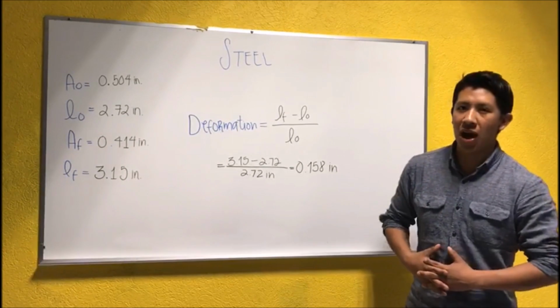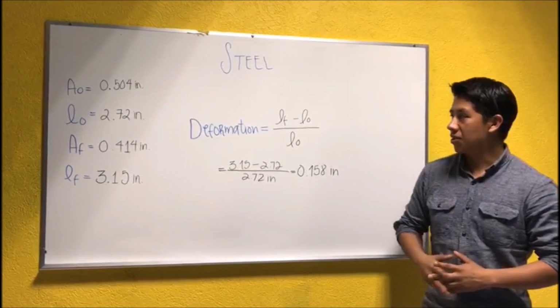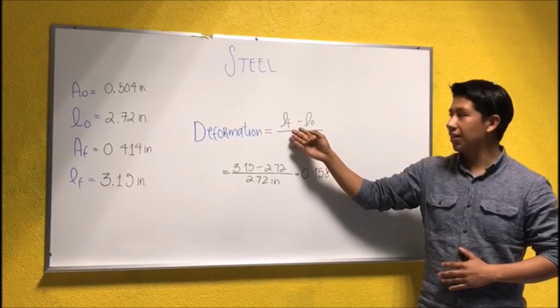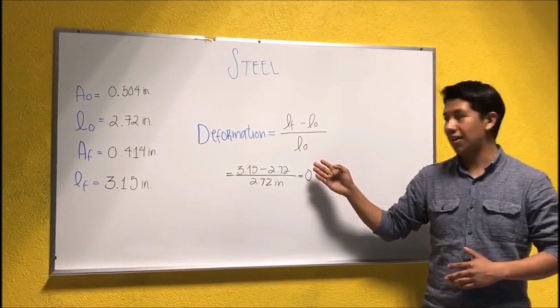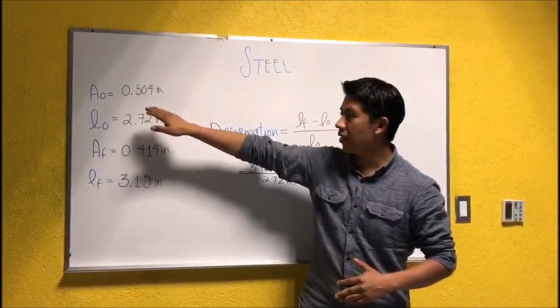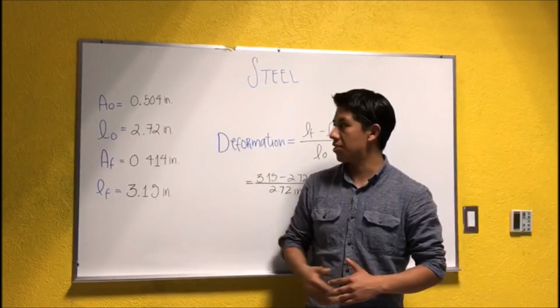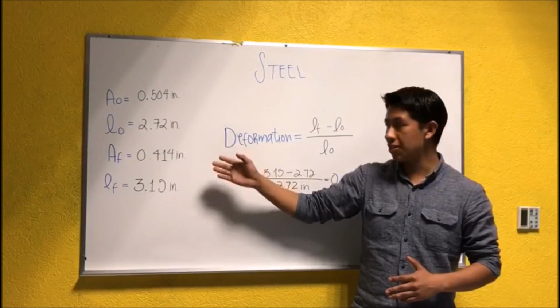Let me introduce you to the results that we obtained from steel. First, I want to tell you the formula of deformation. This is the final length less the initial length, over the initial length. Our results were that the initial area was 0.504 inches squared. The initial length was 2.72 inches.